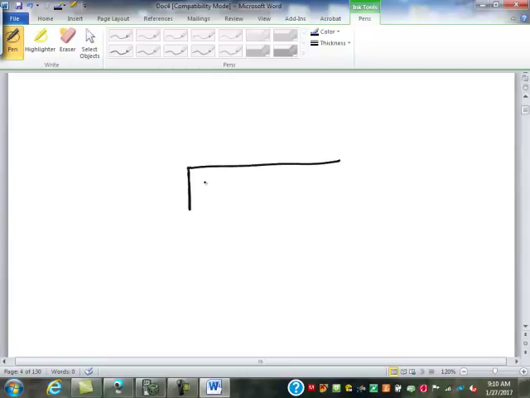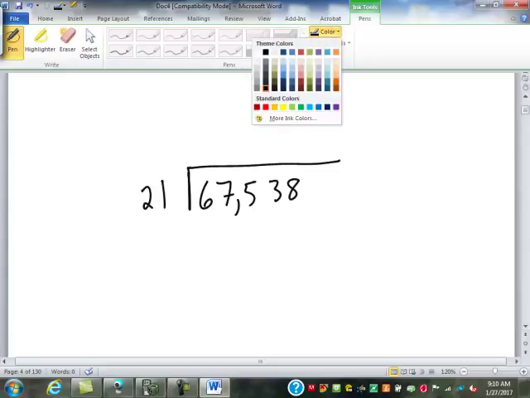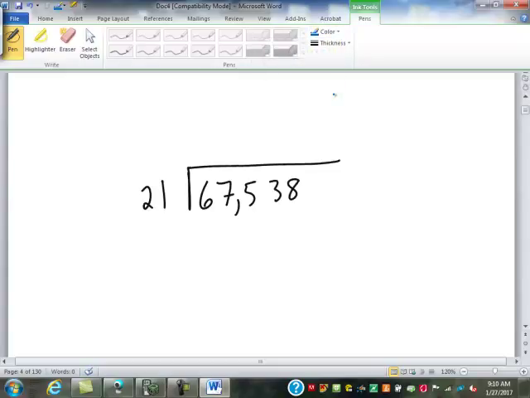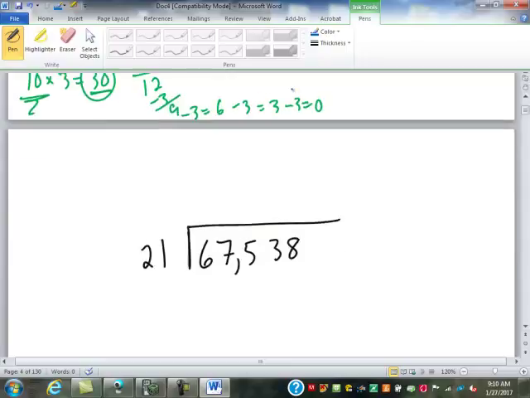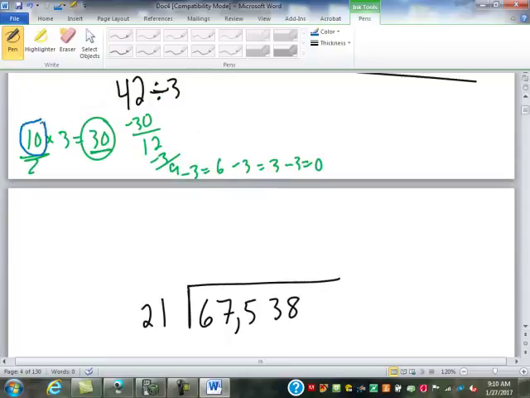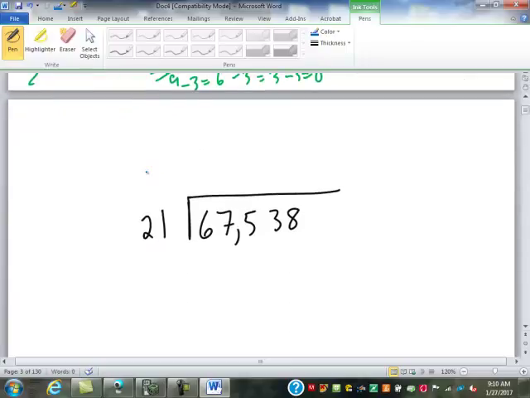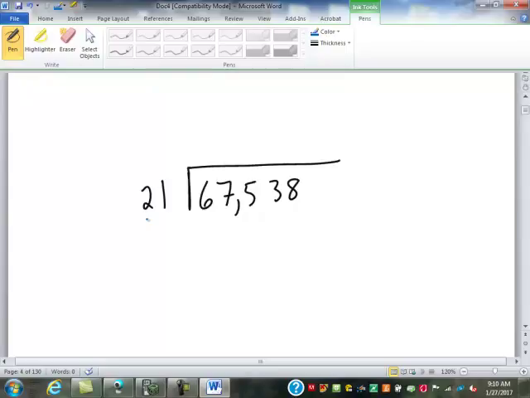If I take something like 67,538 divided by 21, obviously I'm not about to start subtracting 21 from 67,000. That would take forever. Well, not literally forever, but a long time. So just like I did up here, where I took out 10 of them at once, I'm going to try to take out big bunches of 21s. How do I know how big of a bundle to try?